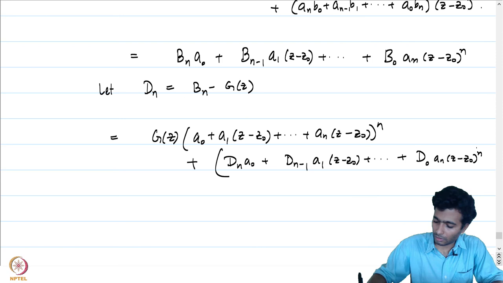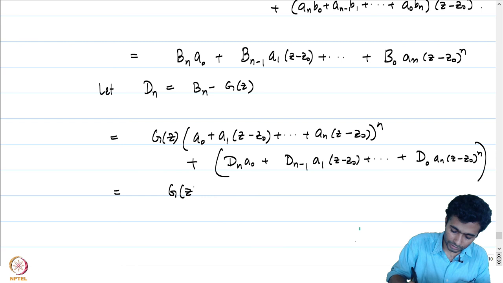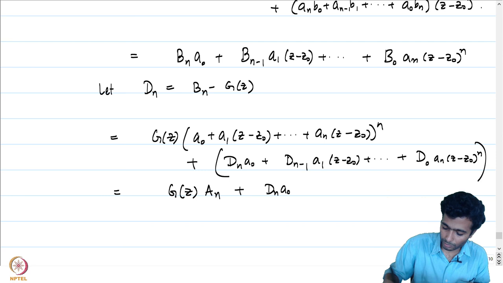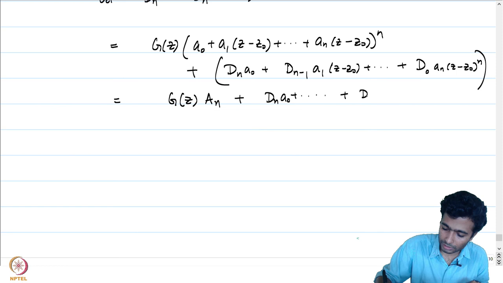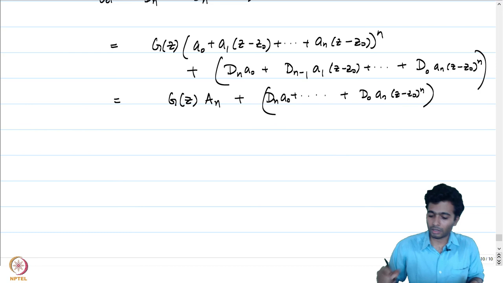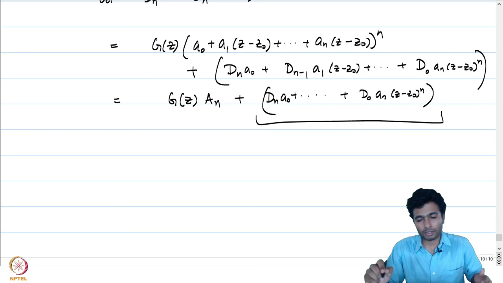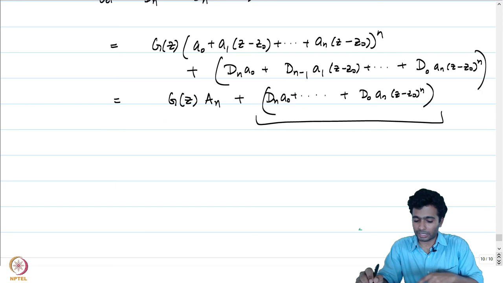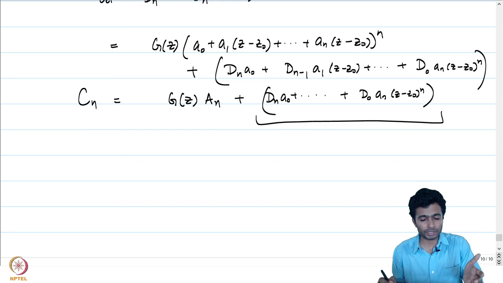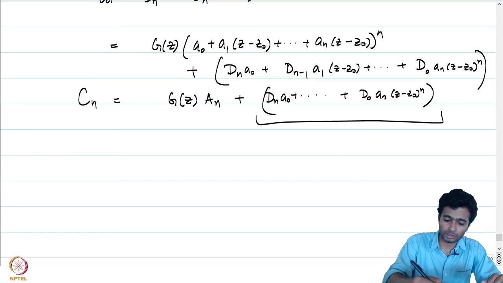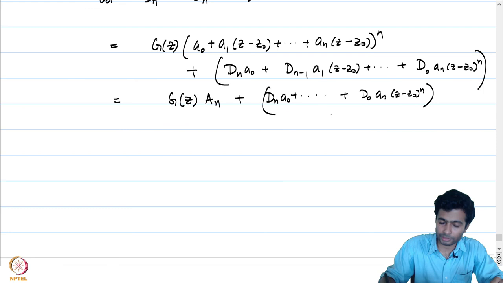So we are now ending up with these two expressions. Notice that the first one is just g of z times capital An, plus dn a0 plus up to d0 an (z minus z0)^n. If we manage to show that the thing inside this bracket converges to 0 as n goes to infinity, then we know that An converges to f of z, and this is equal to Cn. Therefore, the limit as n goes to infinity of Cn will turn out to be equal to g of z times f of z. So the only thing that we have to show is that the term inside the bracket here indeed converges to 0.